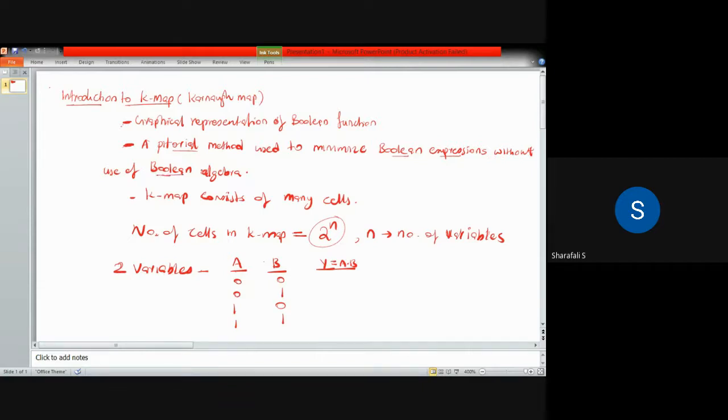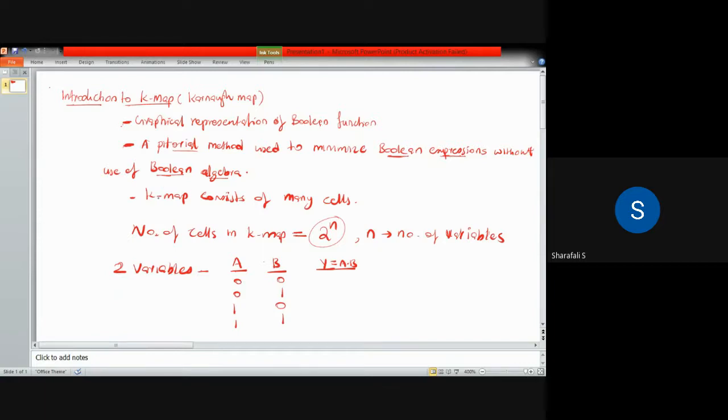So in here, we will not use any Boolean algebra to minimize the Boolean expressions. Besides that, we will be using some pictorial method. That particular method is called the K-map, Karnaugh map. So this K-map is nothing but a pictorial method that is used to minimize the Boolean expression without any use of Boolean algebra. In that way also we can define this K-map.